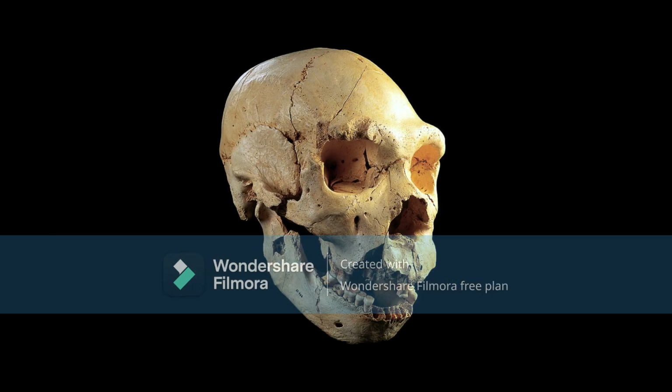Now on to Denisovan. You can see this skull looks very different to the Neanderthal skull, but Denisovan, as I say, is a cousin of the Neanderthal. Heidelbergensis split off from Homo sapiens.